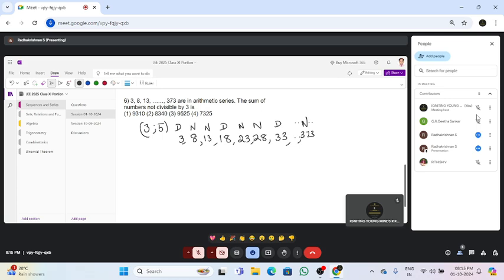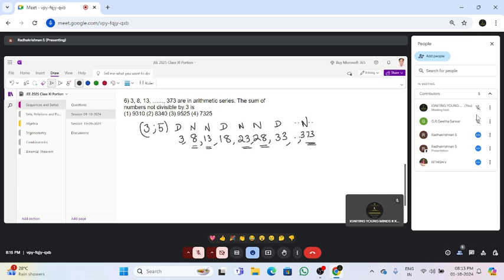Now you can formulate one series consisting of only the terms that are not divisible by 3: 8, 13, 23, 28 and so on. Now the question is what is the sum of that particular series? The sum means 8 plus 13 plus 23 plus 28, and so on up to plus 373. So what is the sum? How can we do it?